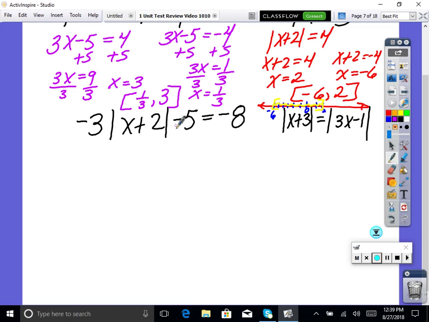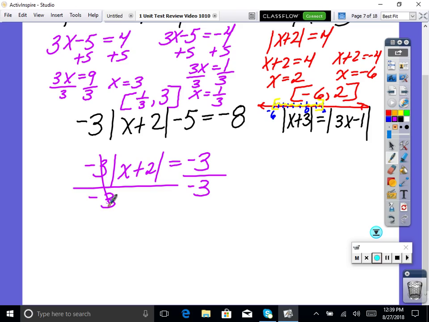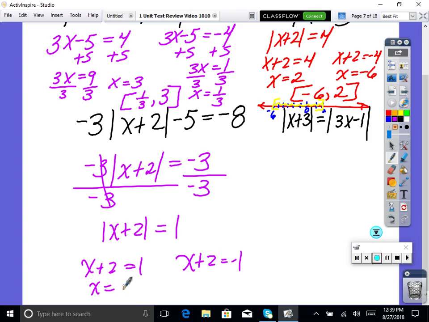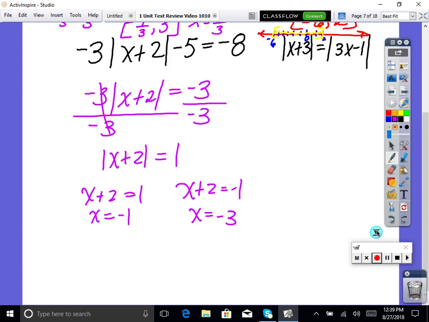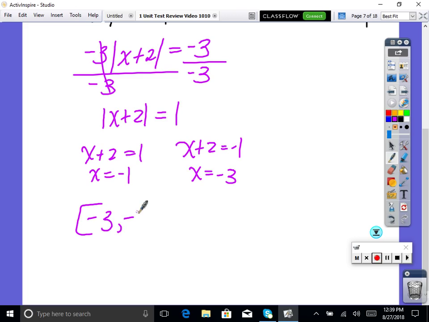So absolute value here, we have to isolate it. So we add 5. Negative 3 times the absolute value of x plus 2 is equal to, when we add 5 over here, we get negative 3. Now we would divide both sides by negative 3 because we have to isolate the absolute value. So now we have the distance is equal to 1. So we have x plus 2 equals 1, x plus 2 equals negative 1. So x equals, subtract 2, you get negative 1, subtract 2, you get negative 3. So in interval notation, our answer would be from negative 3 up to negative 1. You always list the smallest one first.